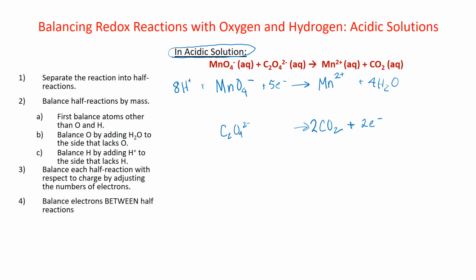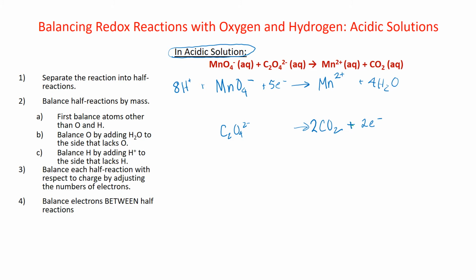So we want to make sure we've got 5 electrons in the first reaction and 2 electrons in the second, so that when we add these together, they're going to cancel each other out. So they have to be the same number. Now, it's not quite as easy to raise 2 up to 5, since 5 is an odd number. So we're going to go for the least common multiple of those. We're going to raise them up to 10 electrons total between the 2 reactions.